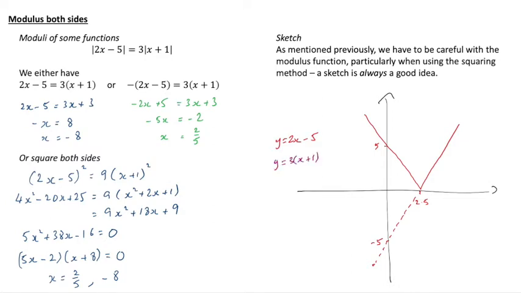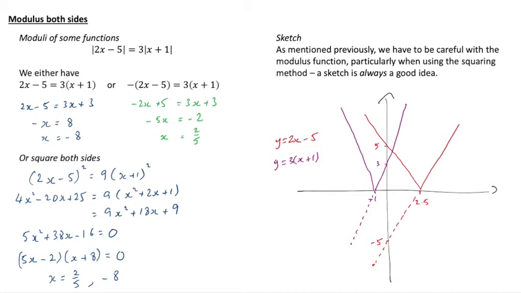Now we're going to look at 3 brackets x plus 1. That would go through 3 on the y axis and minus 1 on the x axis, so that's there, and then we reflect again. What we can see now is that the intersection we can see looks like it's the 2 over 5 one, and that looks pretty reasonable. It's quite close to 0.